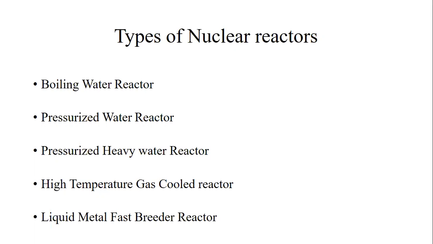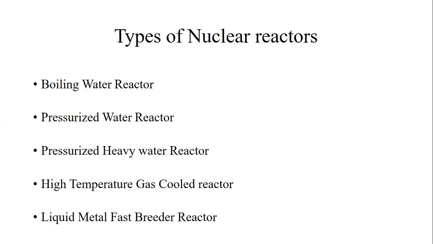The first is the boiling water reactor, second pressurized water reactor, then pressurized heavy water reactor. So these three we have seen in the earlier lectures. Now in this lecture we will discuss the high temperature gas cooled reactor and the liquid metal fast breeder reactors.